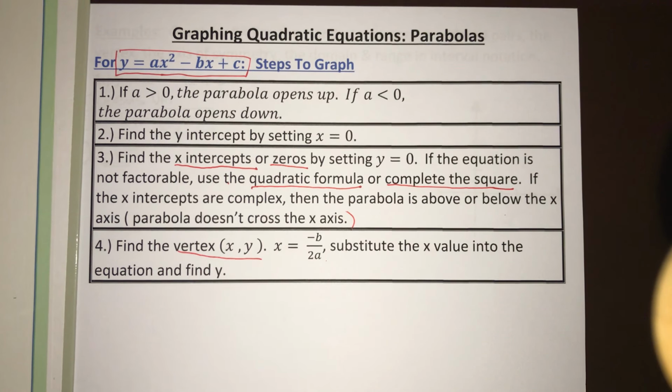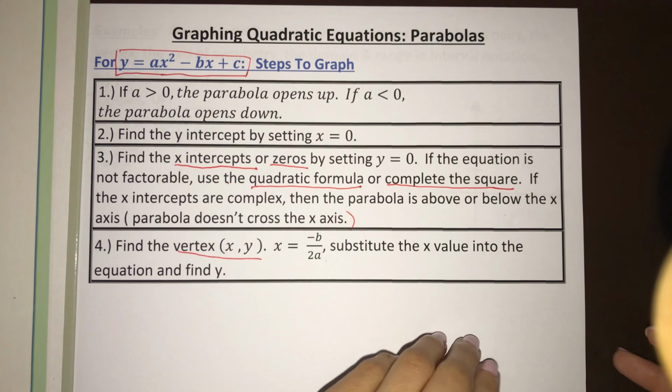Last thing we want to do is find the vertex. The vertex will be either the minimum or the maximum point, depending on how the parabola opens. We have to find the x and the y coordinate for the vertex. The x coordinate has the following formula. Once you find your x coordinate, substitute that number into your equation and solve for y, and that will give you the vertex. Let's take a look at the first example.